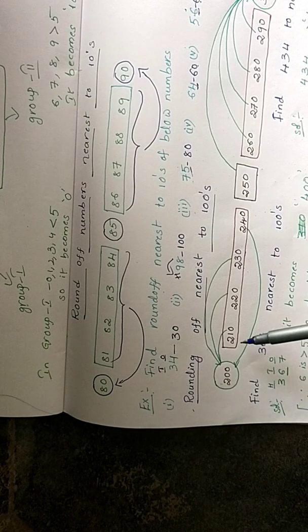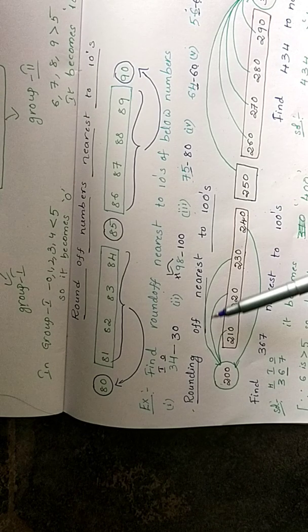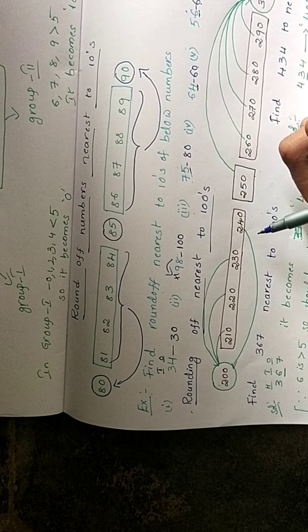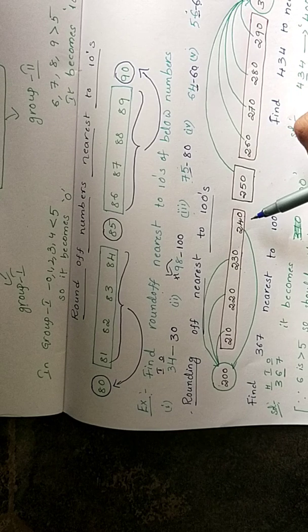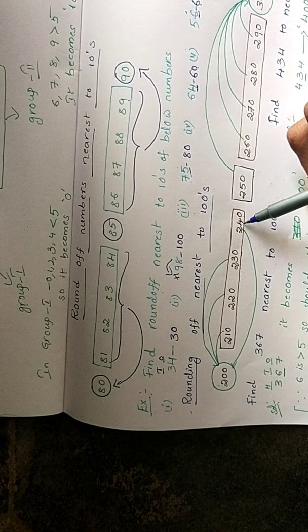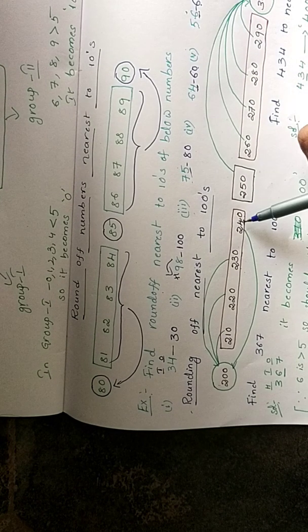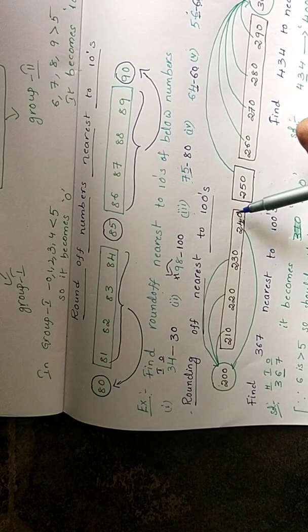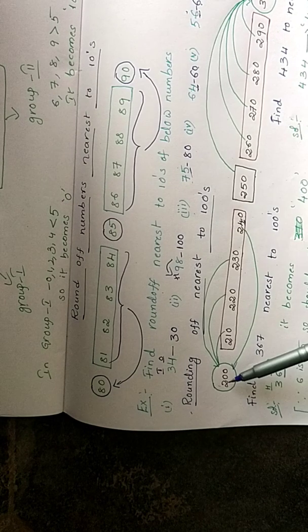Suppose I want to round 240 to the nearest hundreds. How to find it? The numbers are 200 here, 300 here. But 240 is nearest to 200. Why? Because here are ones, tens, hundreds. In the hundreds place, before the tens place, you see what number is here? 4. So 4 means less than 5. That's why less than 5 means you should put zeros. That's why it is nearest to 200.